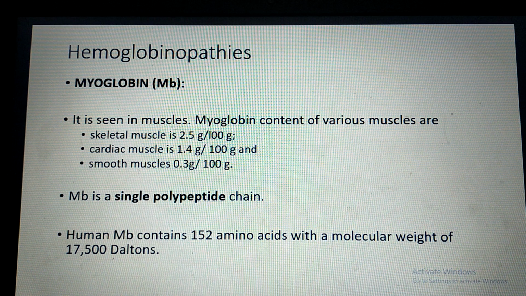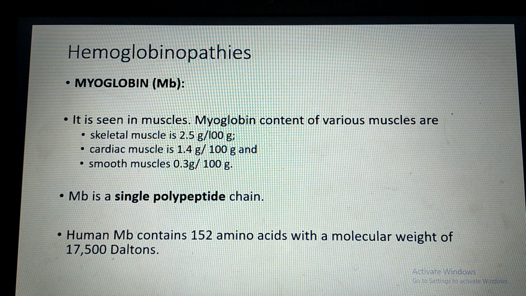In skeletal muscle, you will find more myoglobin, that is 2.5 grams of myoglobin per 100 grams of skeletal muscle tissue. In cardiac muscles, you will find 1.4 grams of myoglobin per 100 grams of cardiac tissue. And in the smooth muscle, the concentration of myoglobin is very low, that is 0.3 gram per 100 gram of smooth muscle tissue.